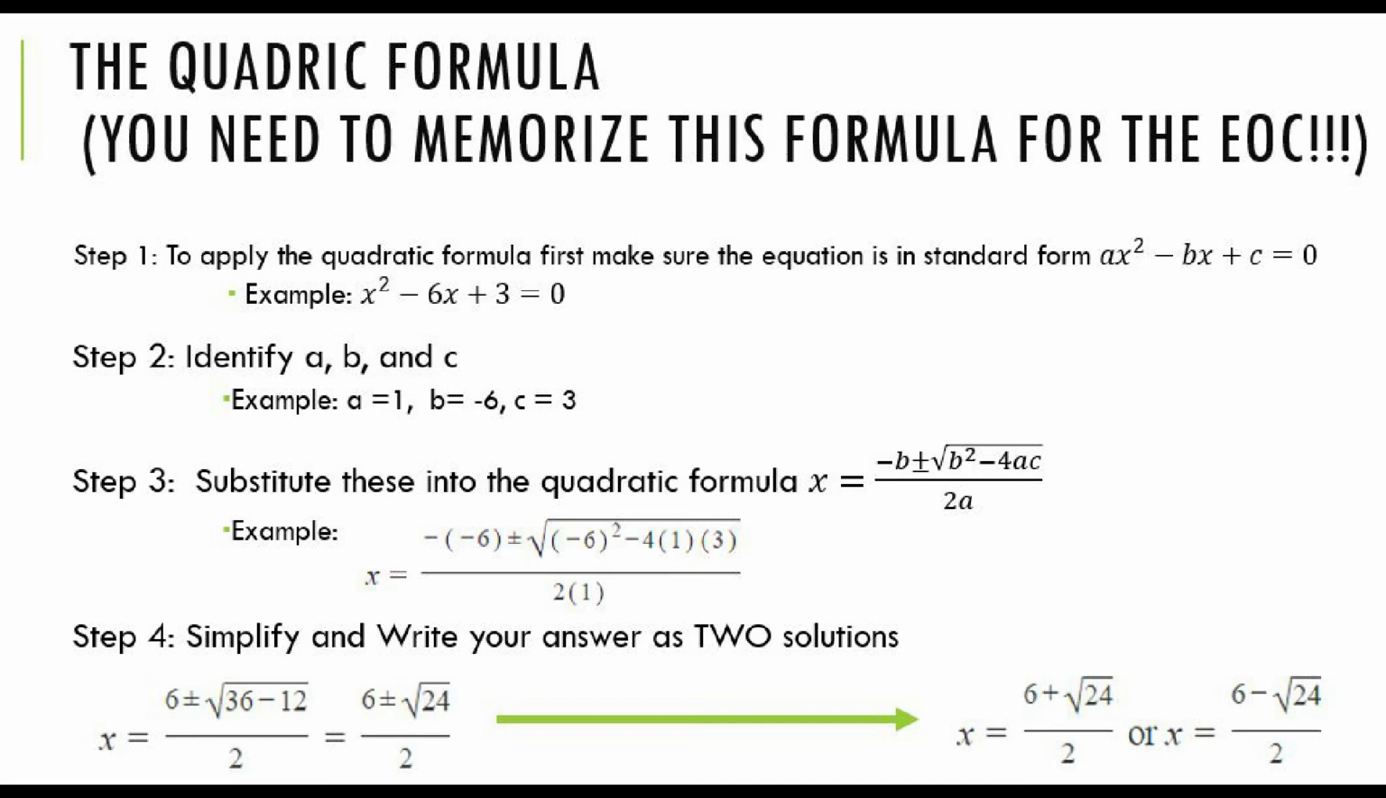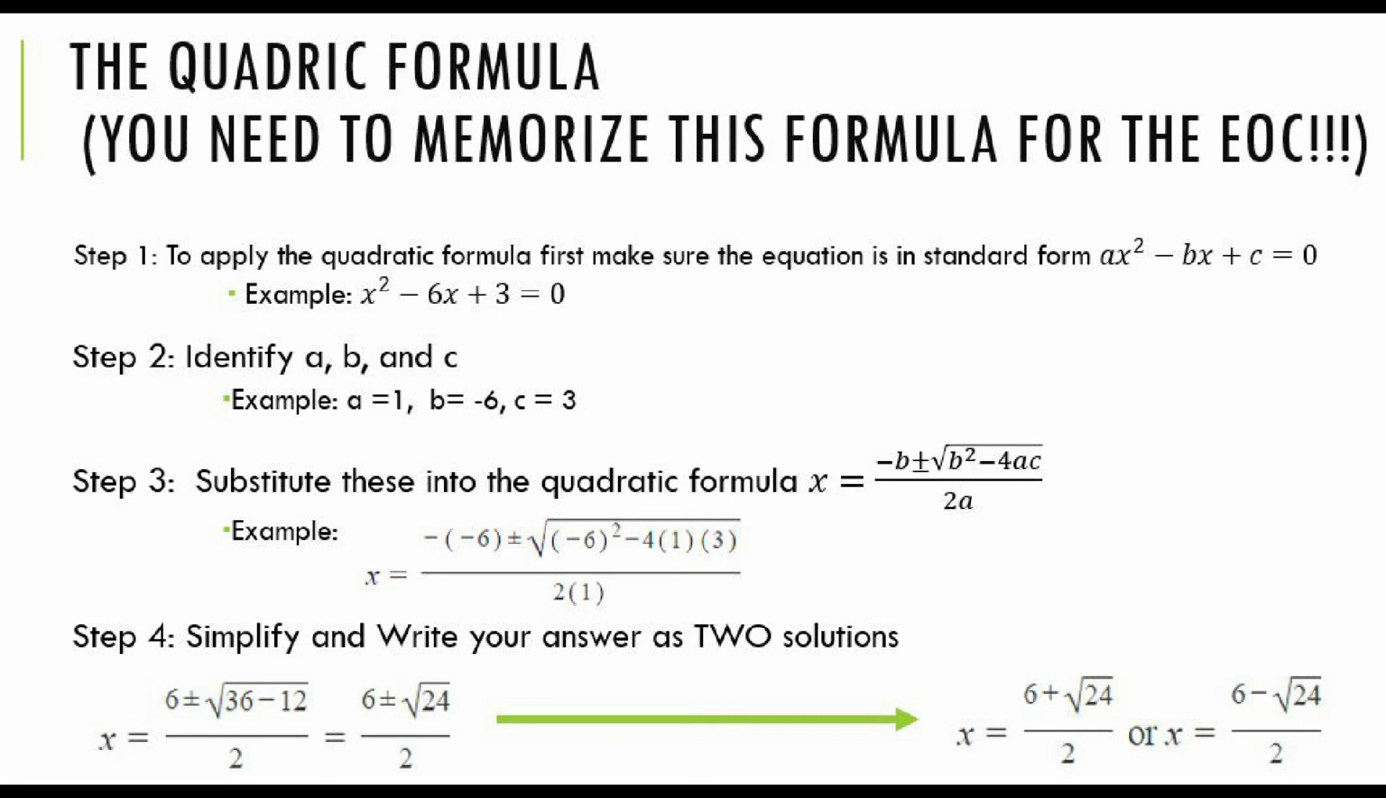Okay, so first thing we're going to do is simplify what's underneath the radical, starting with my exponent. So negative 6 squared is 36. Then I'm going to do my multiplication. So 4 times 1 is 4. 4 times 3 is 12. So I end up with 36 minus 12 underneath my radical. So always do it in that order. Do the exponent first, and then do the multiplication for 4, a, and c.